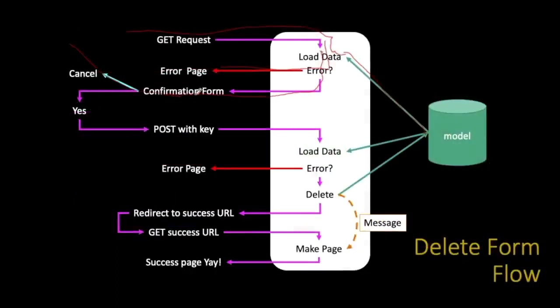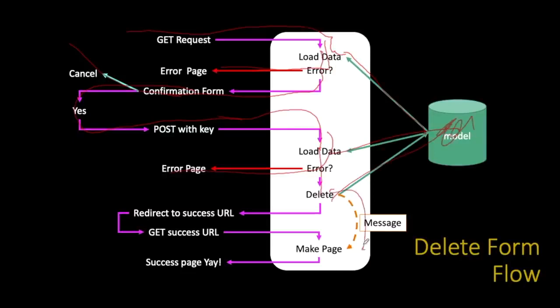And of course, they can leave with a cancel, but if they click on yes, that turns into a POST, and it has the key. So the first thing it does is it has to load the data again from the model. And then if that data is not there, they got the wrong key, then you send an error page out. And if you got the right key and the user has permission to delete the data, then you go talk to the model and you delete the thing, right?